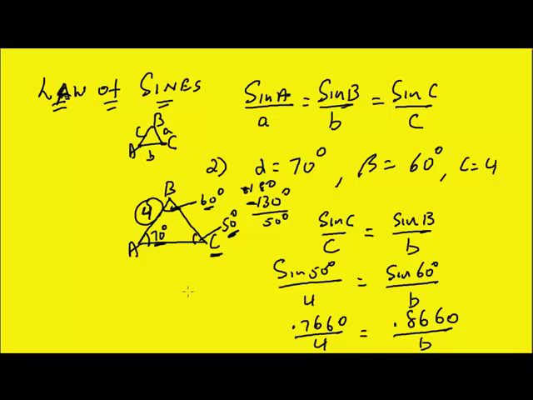On the left-hand side I have 0.766 divided by 4, so let's do that. 0.766 divided by 4 turns out to be 0.1915, and that's equal to 0.8660 over B. To solve for B, we just cross multiply. So B is equal to 0.8660 over 0.1915.